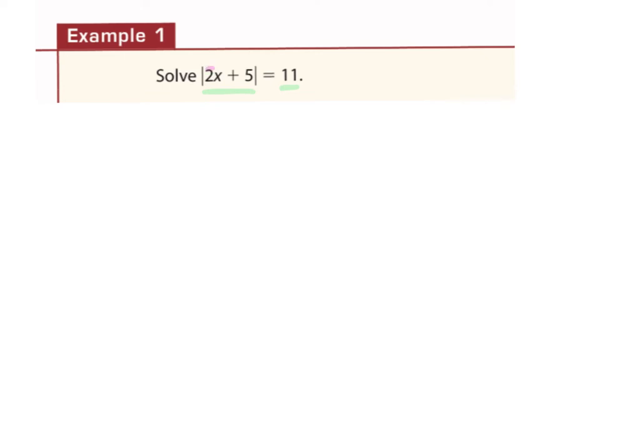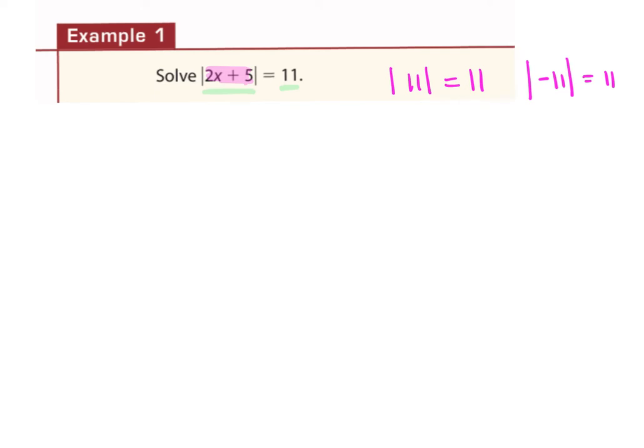Well, that tells me that what is inside, the 2x plus 5, could equal 11. Absolute value of 11 equals 11. So 2x plus 5 could equal 11, right? However, 2x plus 5 could also equal negative 11, right? If the 2x plus 5 is negative 11, I still have the absolute value of that equals 11. That's still true. And so anytime I have an absolute value equation, I am going to solve the inside for what they have given me, and I'm going to solve the inside for the negative of what they have given me, because both will work because it's absolute value.